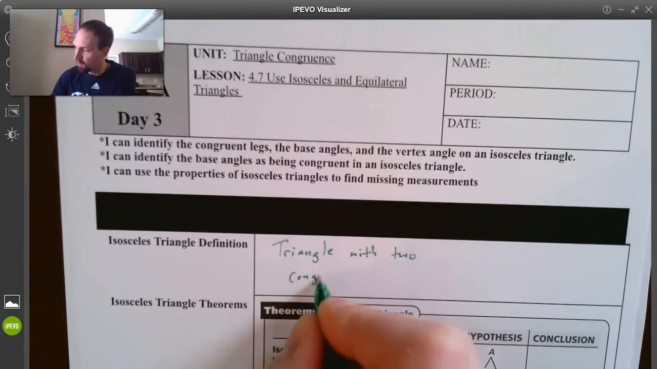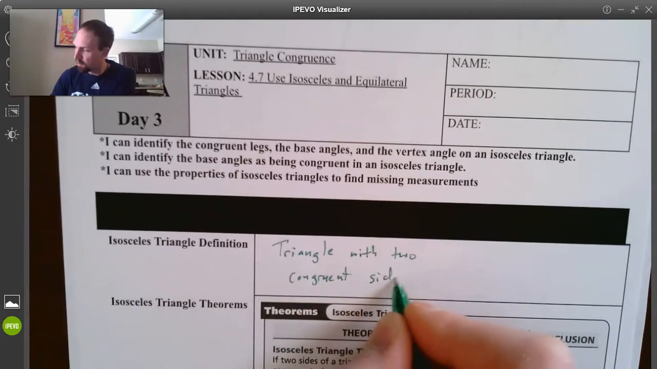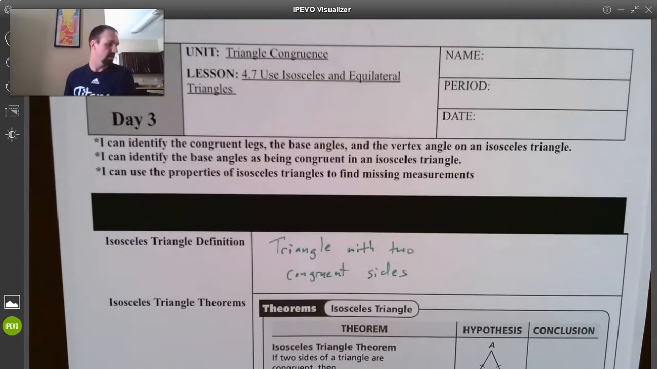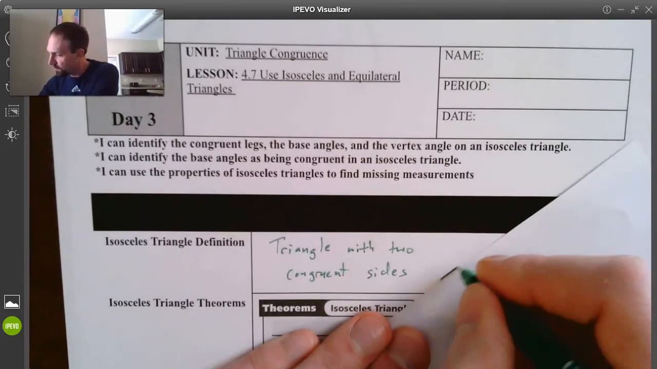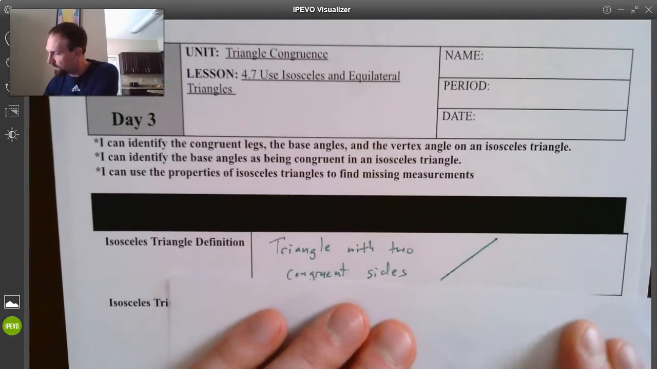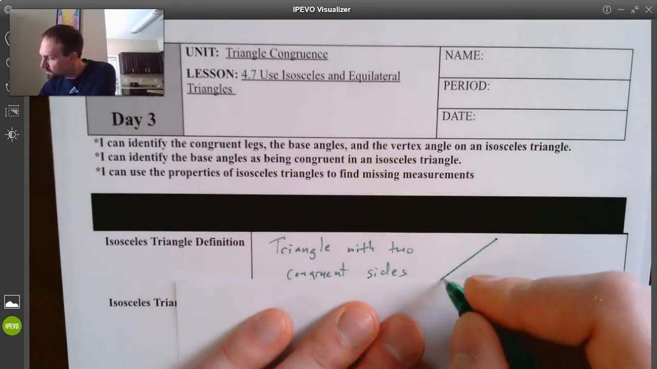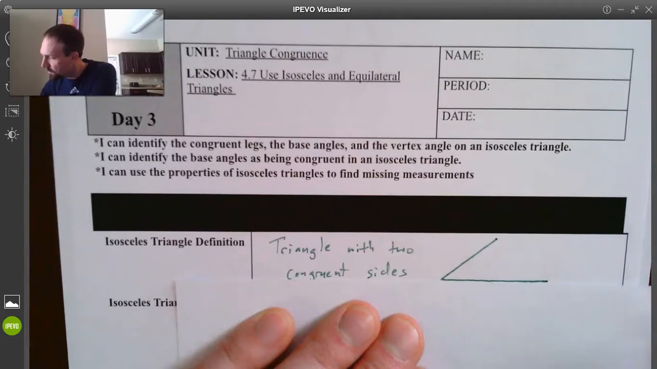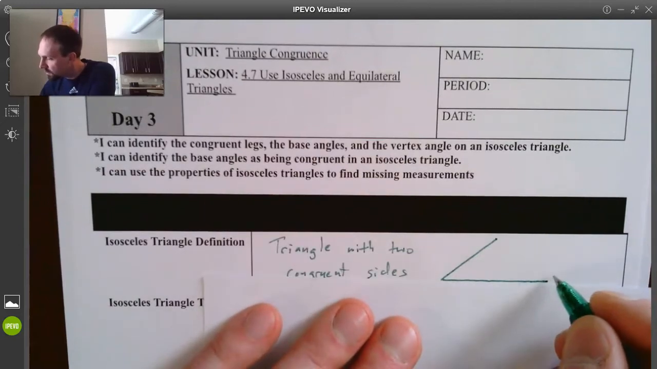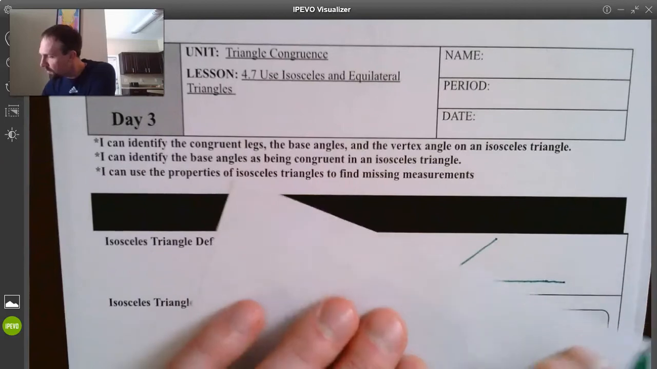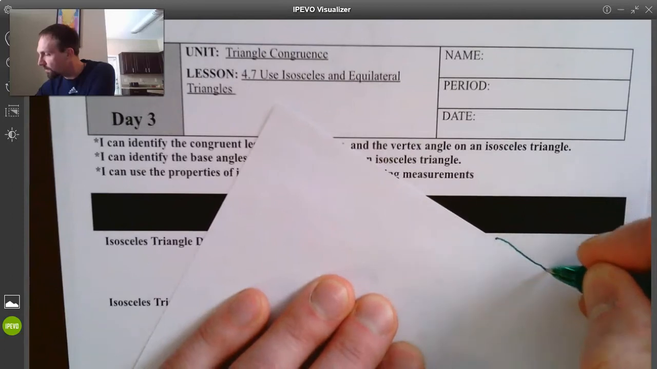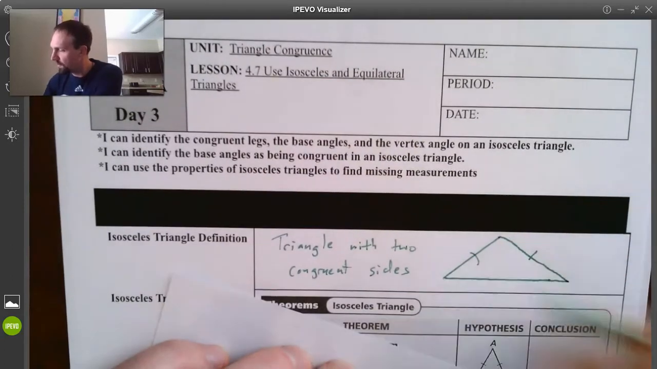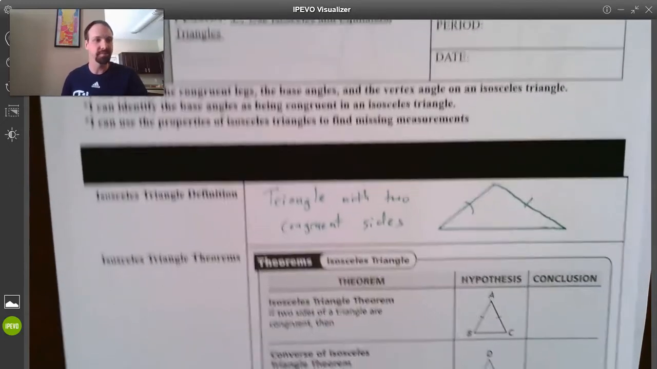Two congruent sides. Working from home today, so I don't have my straight edge. There we go. So an example of that would look something like this. So there's a triangle with two congruent sides.